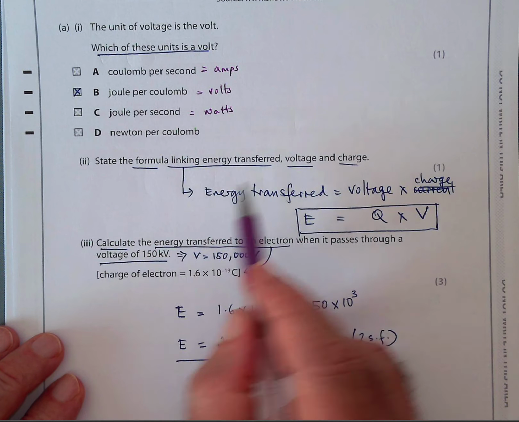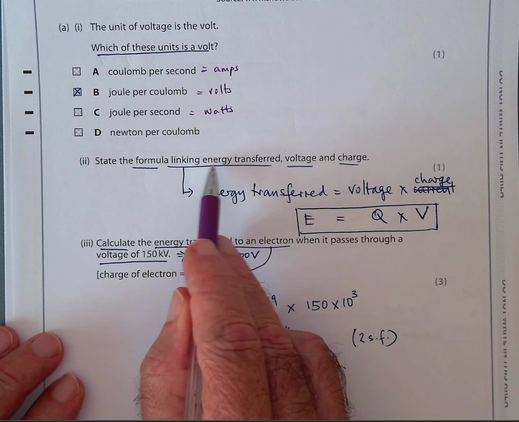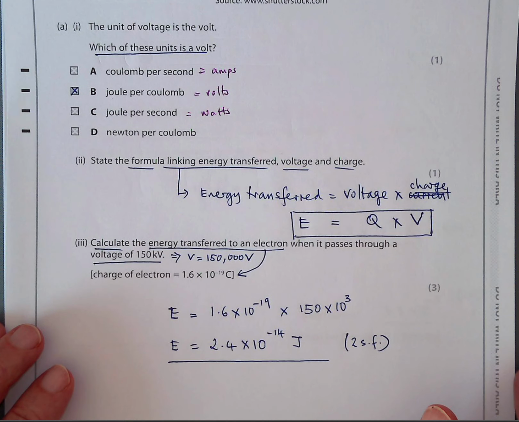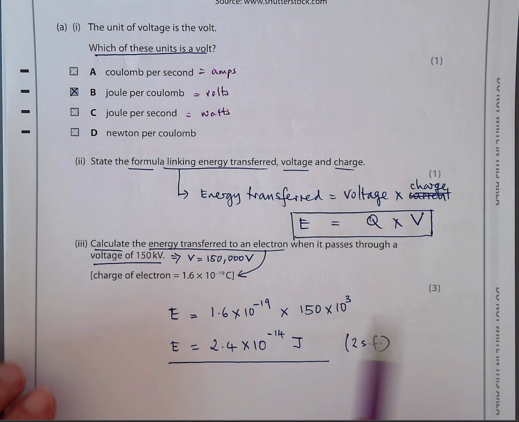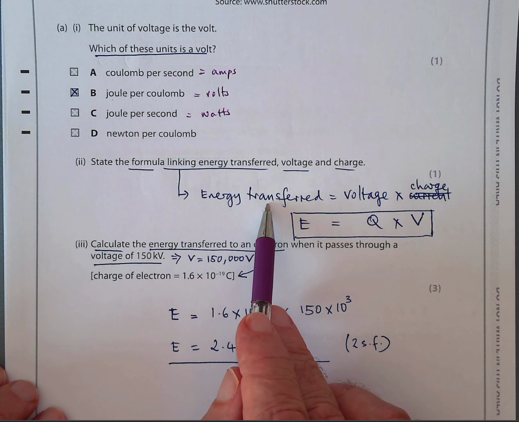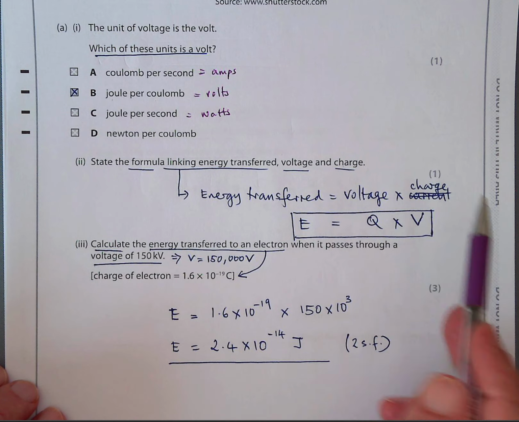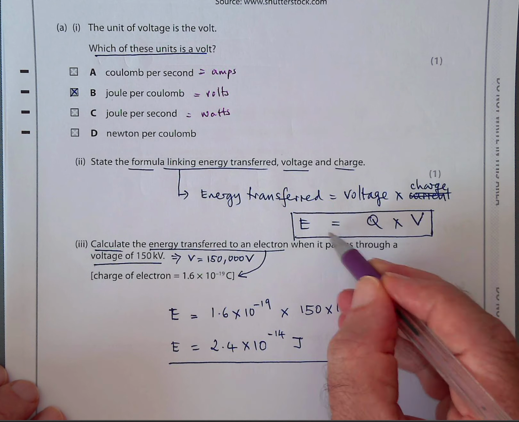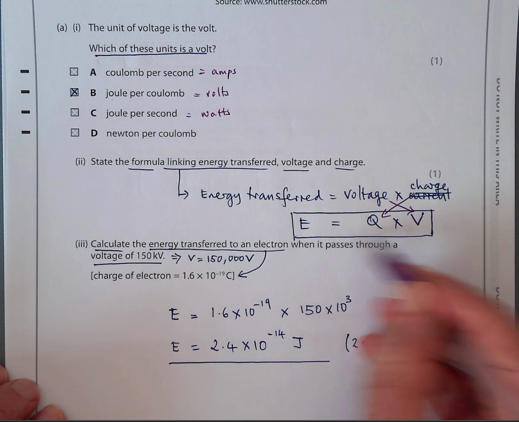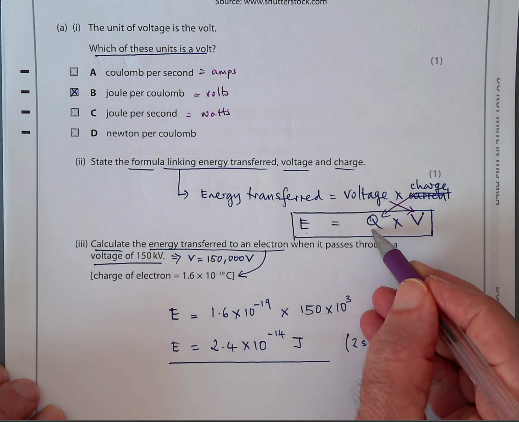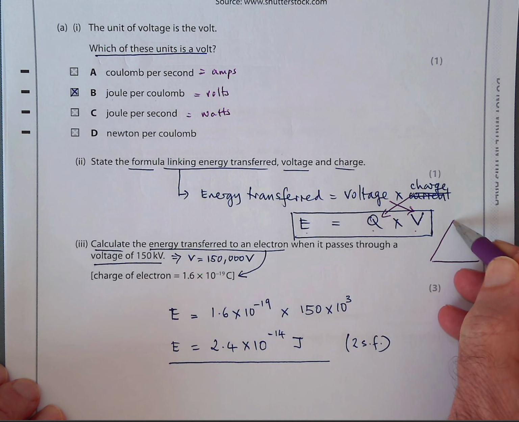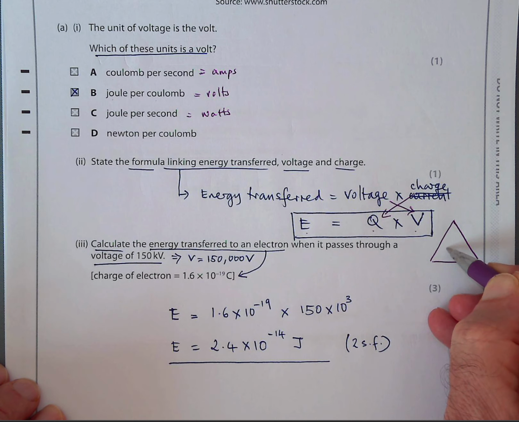Okay, so can you state the formula linking energy transferred, voltage, and charge? Well, up to this year, after COVID, they have been giving the equation sheets. So you've got to find the right one. There's one called energy transferred equals voltage times charge. Yes. I like to write it Q times V. Q is charge, V is voltage. Okay. So energy is in joules, charge is in coulombs, and voltage is in volts. And if you change that into a triangle, remember the two that multiply go at the bottom.